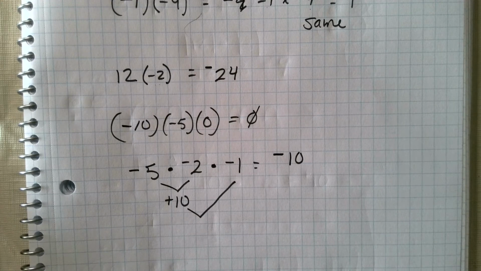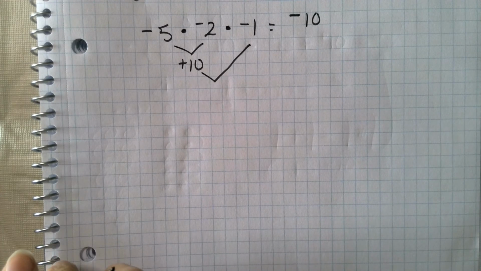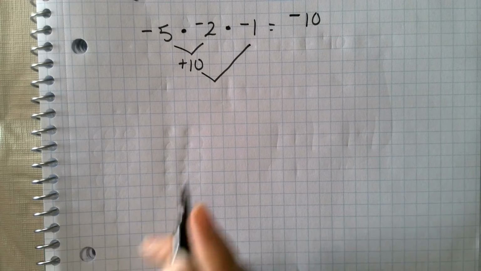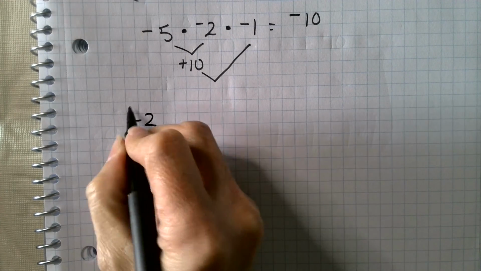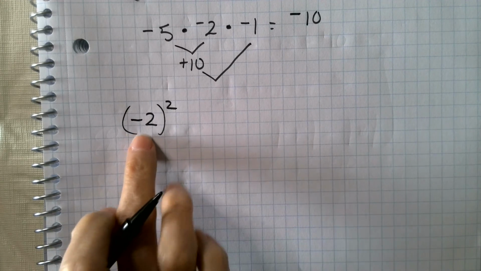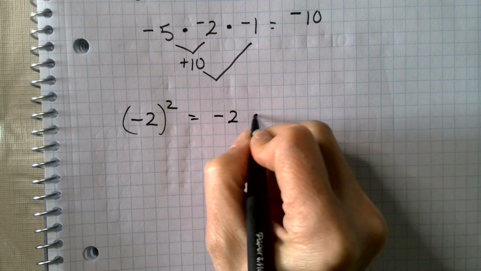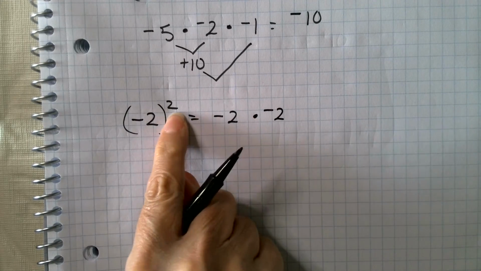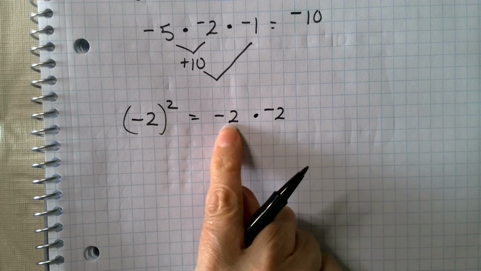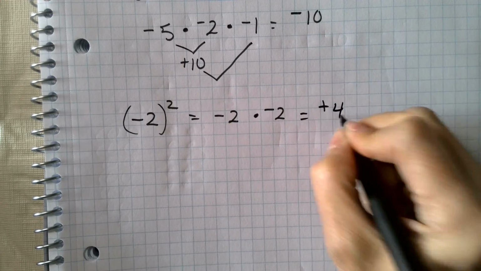All right, let's go ahead and do some exponent problems. For some exponent problems, what if I have a negative 2 to the second power and it's included? So this would be like saying negative 2 times a negative 2. There's two negative 2's. Negative times a negative is a positive, and it would be a positive 4.